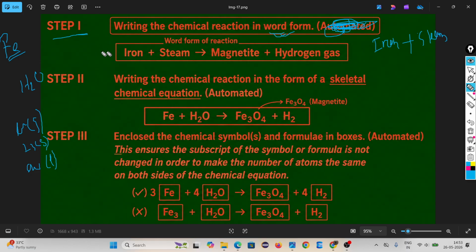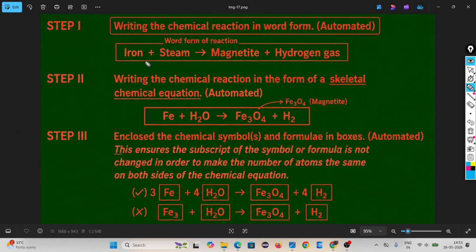So step number 1, we have to write the chemical reaction in words. Iron plus steam gives magnetite. Magnetite is nothing but iron oxide. Plus hydrogen gas. Then step number 2, writing the chemical reaction in the form of a skeletal chemical equation. Skeletal means converting the words into symbols.